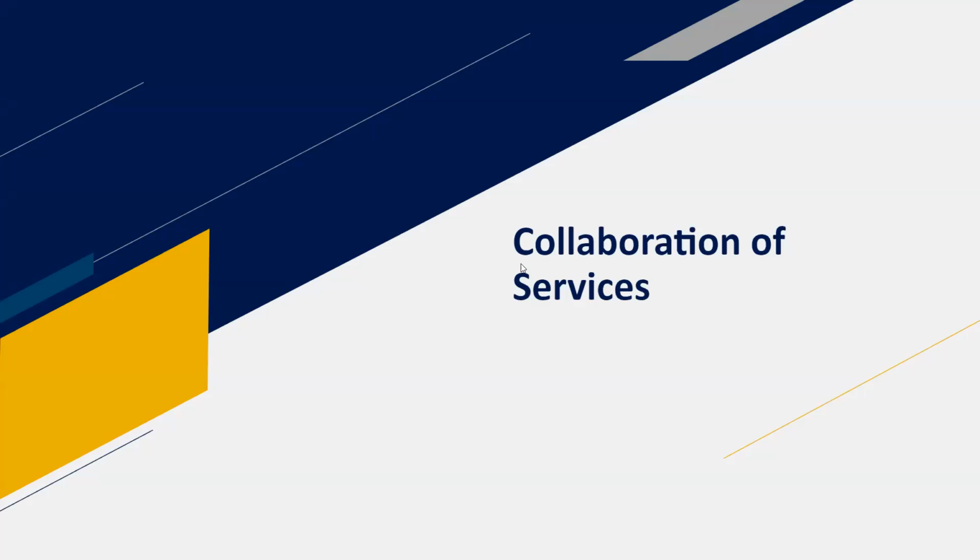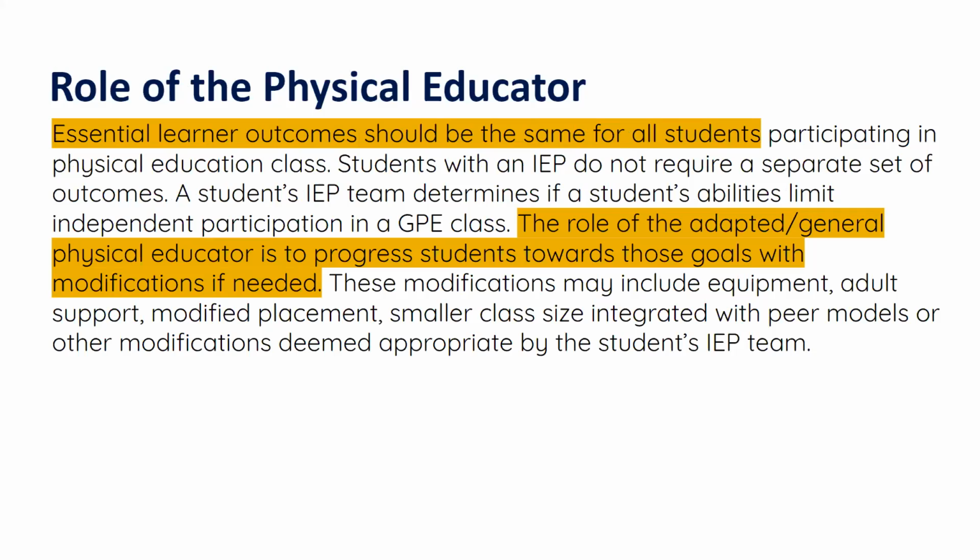The next section that this guidance document talks about is how we collaborate and who is involved in providing and designing those specially designed physical education services. This guidance document talks a lot about the role of your physical educator in that process. One of the main points is that the learner outcomes for students in an adapted PE setting should be the same as for all other students in a general PE setting. There doesn't need to be a separate list of outcomes. We want them to work towards developing the same skills and have the same goals as our general education students.